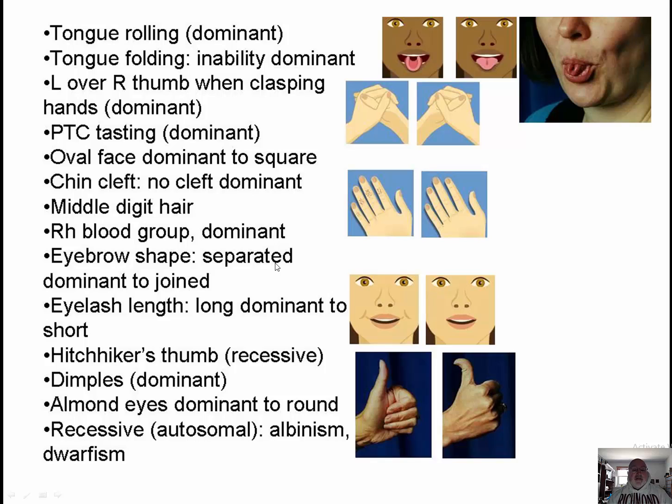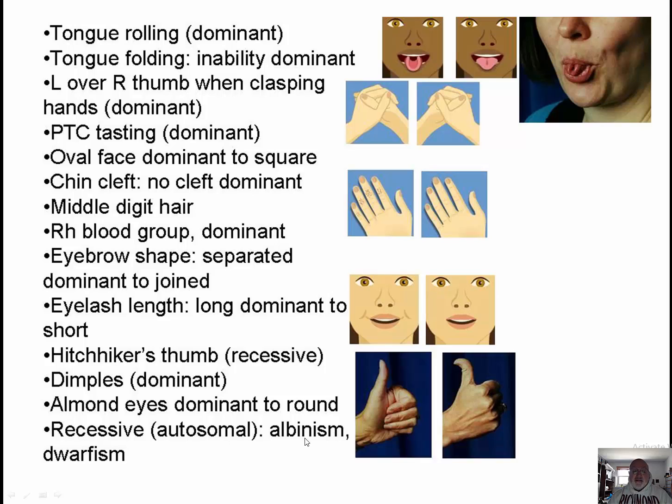Eyebrow shape, separated is dominant to joined. Very few people have single eyebrows going across their face. Eyelash length, long is dominant. Hitchhiker's thumb, that one is dominant. I'm sorry, that's recessive. Most people are this way, and I can't imagine that because every time I look at my thumb, it's the hitchhiker's. Dimples are dominant, almond eyes are dominant.